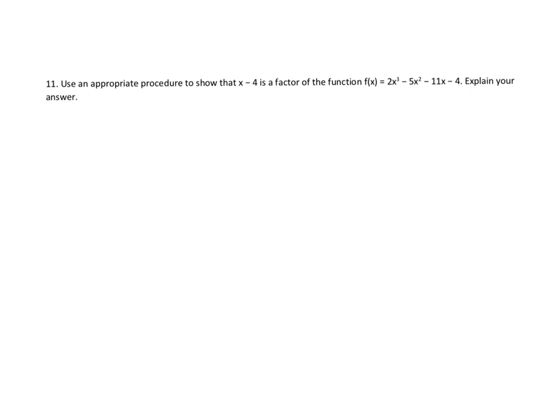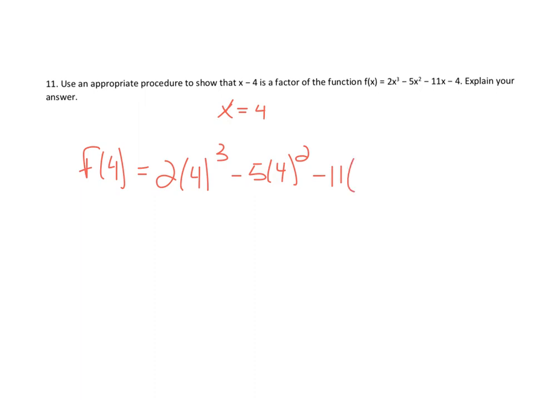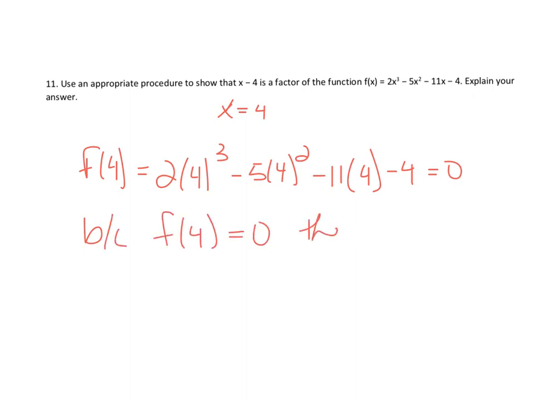But the easiest way to do this is to use the remainder theorem. You switch the sign, so x equals 4, and you're going to plug in f of 4 into all the x values. And you'll get 0. So you're going to say because f of 4 equals 0, the remainder is 0, and x minus 4 is a factor.